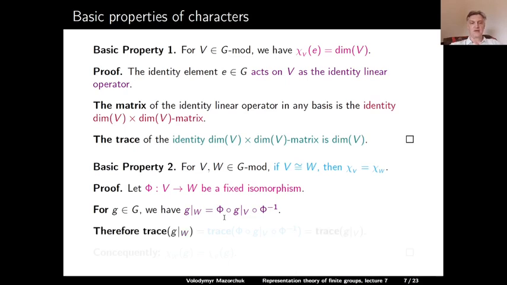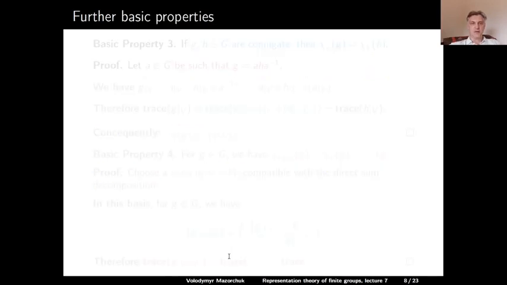So therefore, the trace of the action of g on W is equal to the trace of the linear operator phi inverse followed by g acting on V followed by phi. And due to the properties of the trace, this is equal to the trace of the action of g on V. So this means that the value of the W character at g is equal to the value of the V character at g. Let us go on with further basic properties.